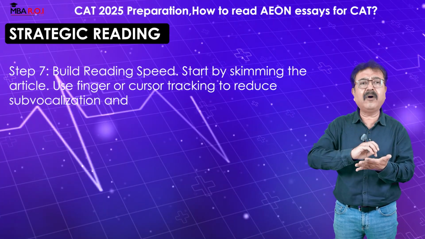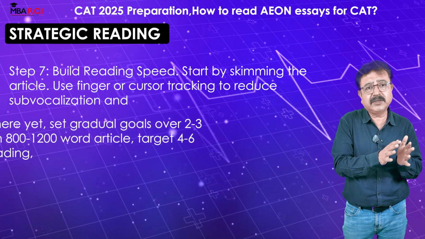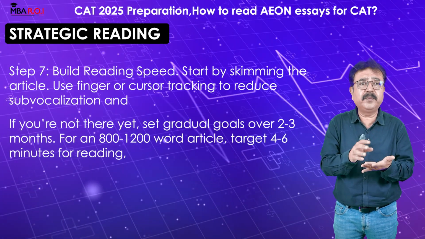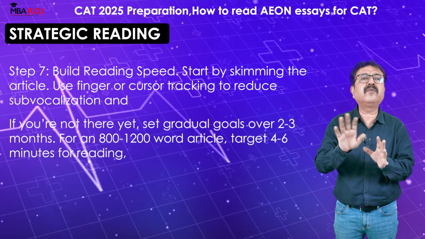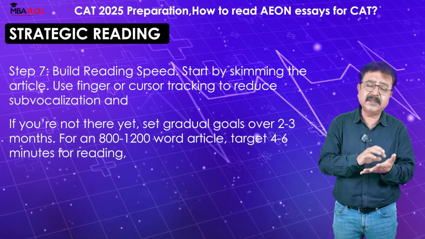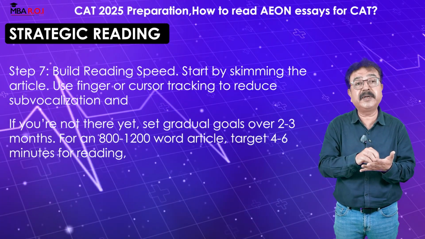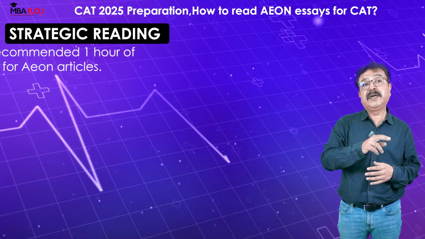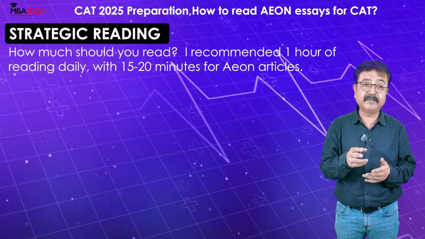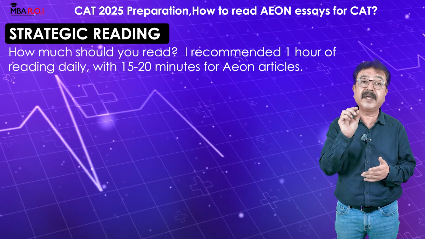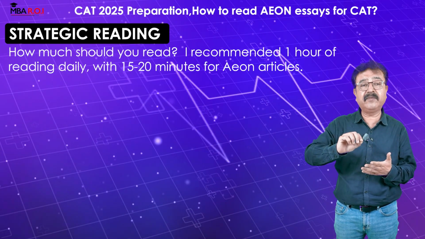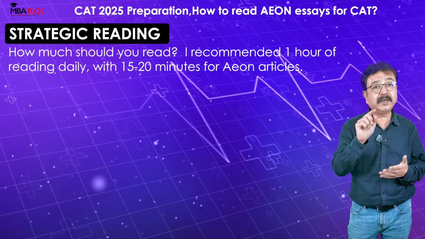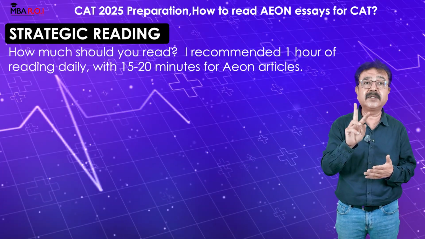And then obviously, if you are getting a passage of 800 to 1200 words, ideally you should be able to read it in 4 to 5 minutes. That means at least 300 words per minute should be your speed. The more, the merrier. How much should you read daily? 2 hours of reading initially. When you start feeling comfortable, you can reduce it according to your preparation schedule. But at least 2 AEON essays to begin with.